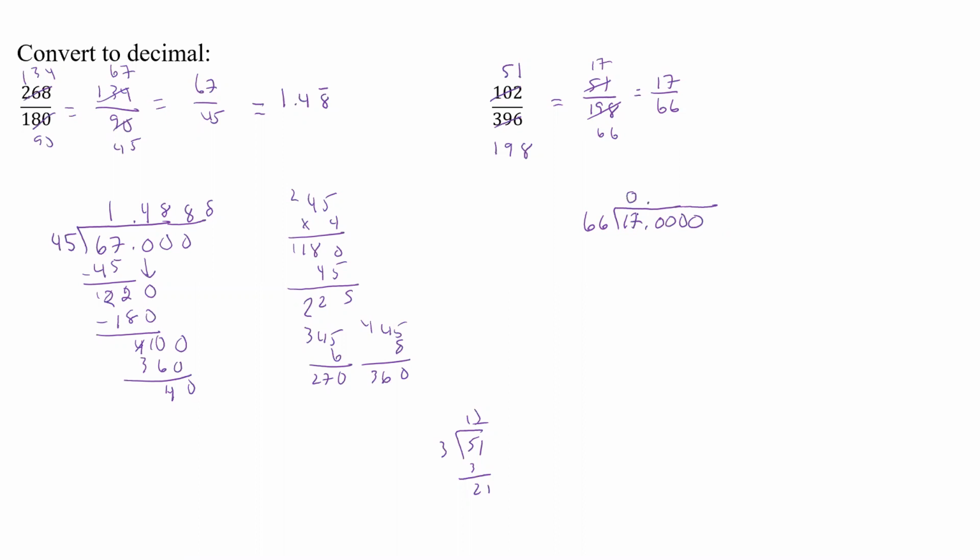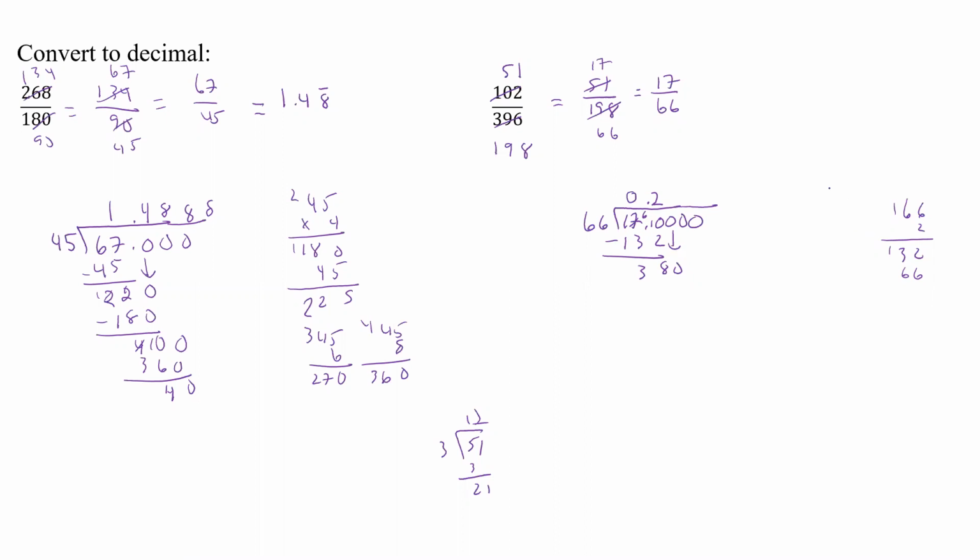So that goes in 0 times. Now 66 times 2, that's 12, that's 132. If we add another 66, that's 190. So it looks like 2 will work. So that's 132. Subtracting that off, that's going to be a 6. So 10 minus 2 is 8. 6 minus 3 is 3. Now we bring down a 0.